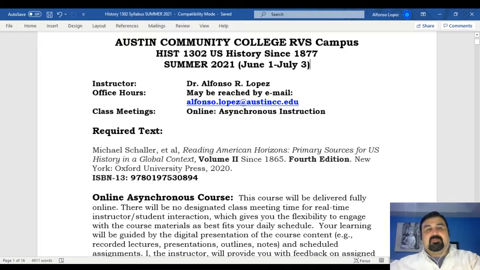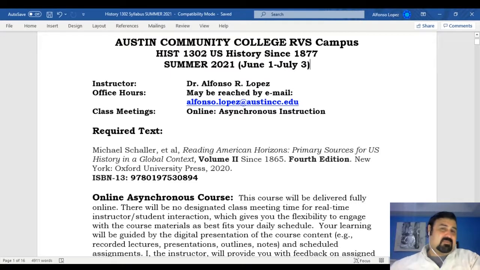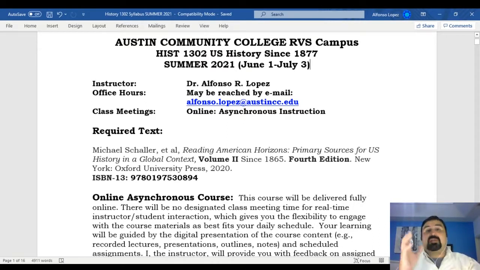This is the 4th edition, by the way, by Oxford University Press, that was printed in 2020. So again, make sure you're getting the 4th edition. The ISBN number, in case you want to make sure you're getting the exact textbook for this course, will be the fastest way to retrieve that textbook from whichever bookstore. But I believe, as far as I'm concerned, that the ACC bookstore has this textbook available.